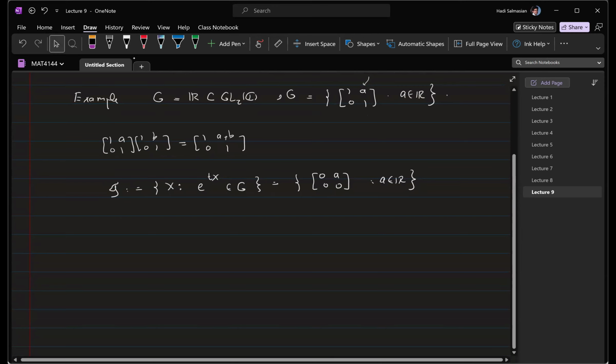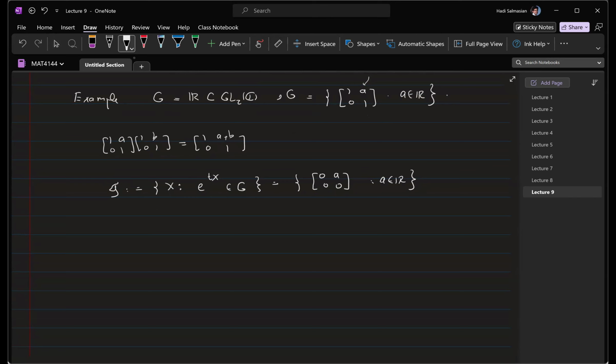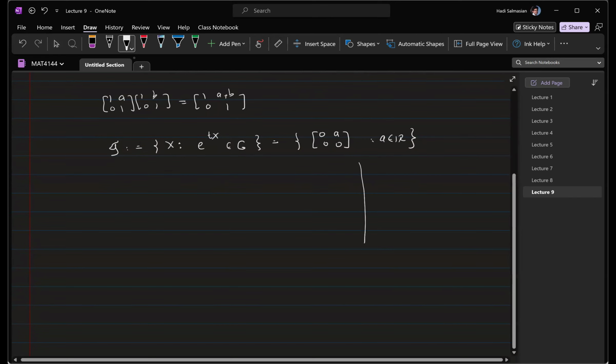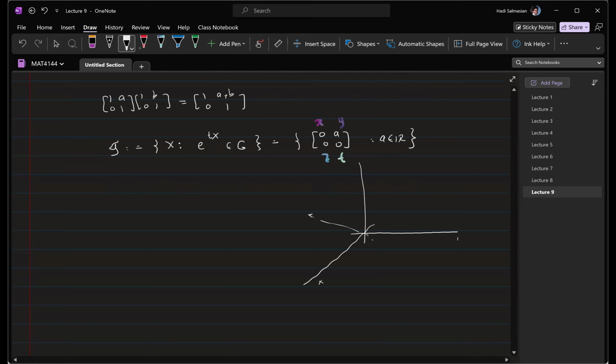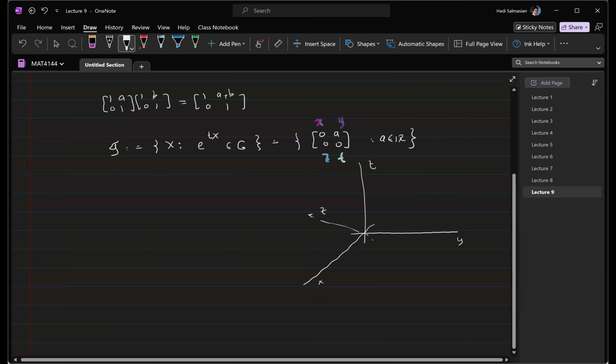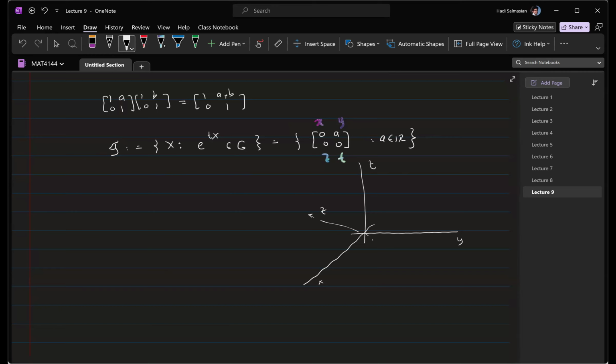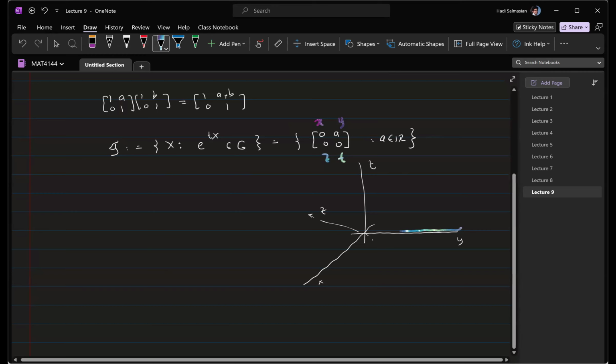Now, if you try to visualize this in R^4, it's kind of hard to imagine what R^4 is, but let's assume that I draw the four axes. I just draw three of them and the fourth one, I don't care. So the axes would be, maybe this is the X and this is the Y and this is the Z and this is the T axis. So this Lie algebra will basically be this line, because it's only the Y coordinate that's changing.